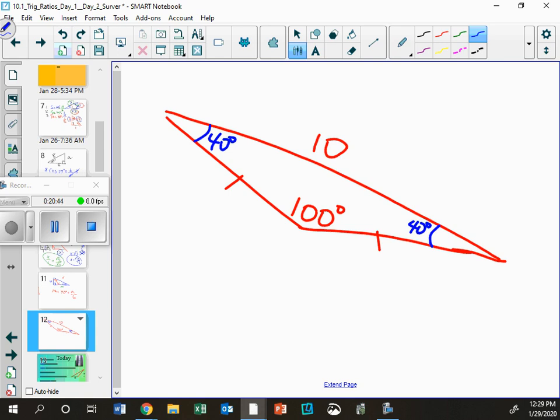Now, do you think we could figure out how long those sides are? Yeah, I think we probably could. Would it be handy to have a calculator? Yeah, probably would.